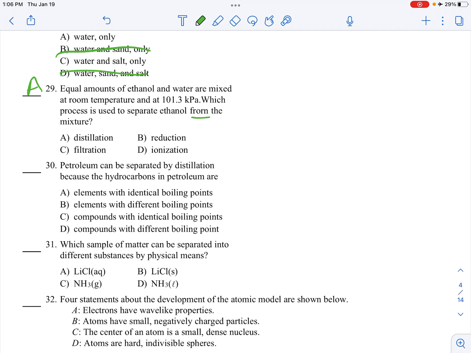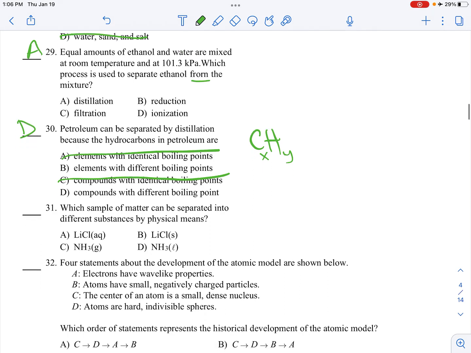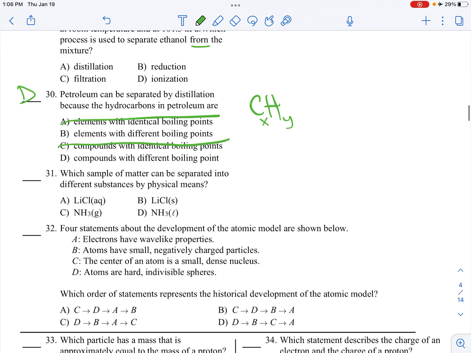Petroleum can be separated by distillation because the hydrocarbons in petroleum, so hydrocarbons, do they have elements with identical... Well, first of all, they would have to have different boiling points, okay? Because otherwise, it wouldn't make any sense. But hydrocarbons is some C's and H's. That is a compound. Which sample can be separated into different substances by physical means? Once again, physical separation is in a mixture.